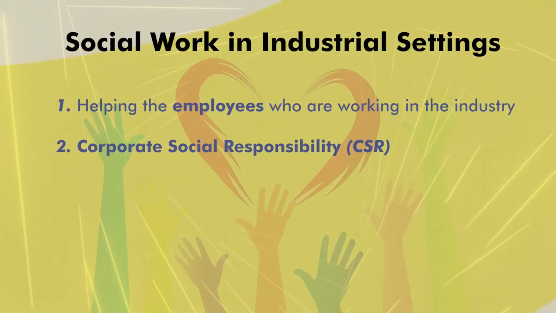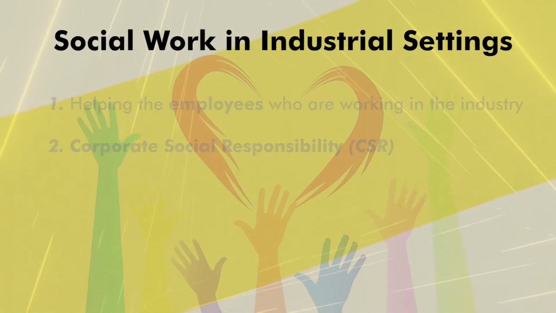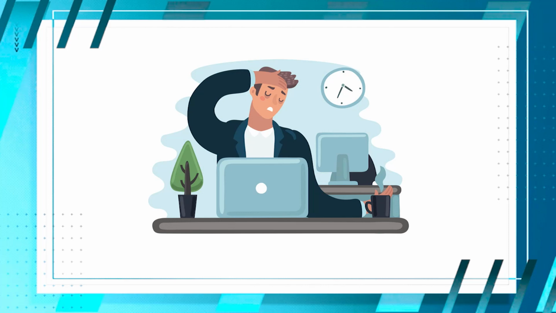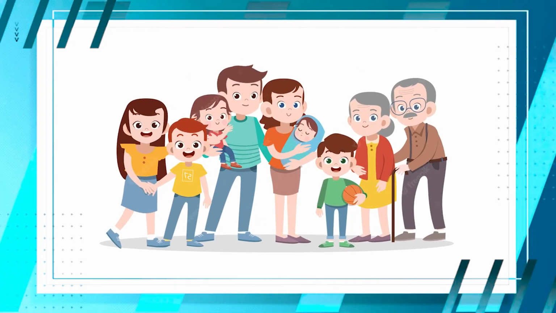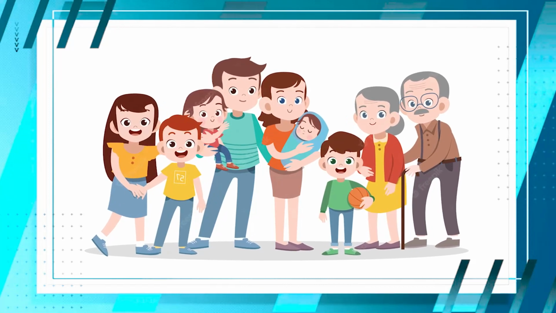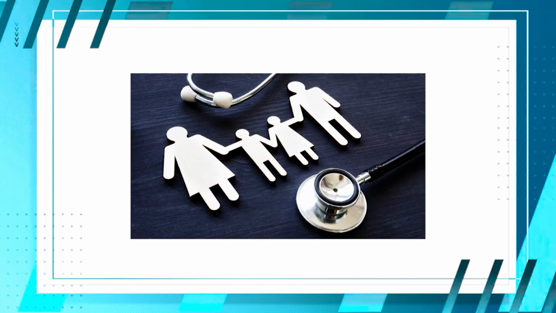Now, when we work with the employees and their problems, we work with various types of human problems. For example, stress-related problems, family issues, for example, taking care of children, elderly in the family, problems related to education, marriage, health of the family members. When we work in the industrial setting, we are also working to enable the employees to develop their inner resources and helping them with their family and personal level difficulties.